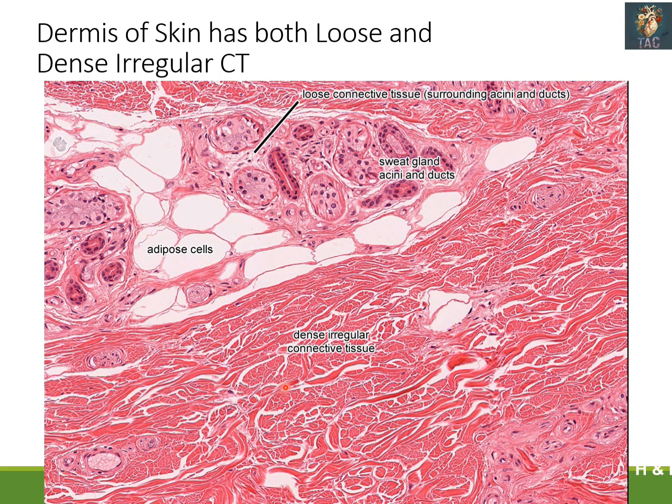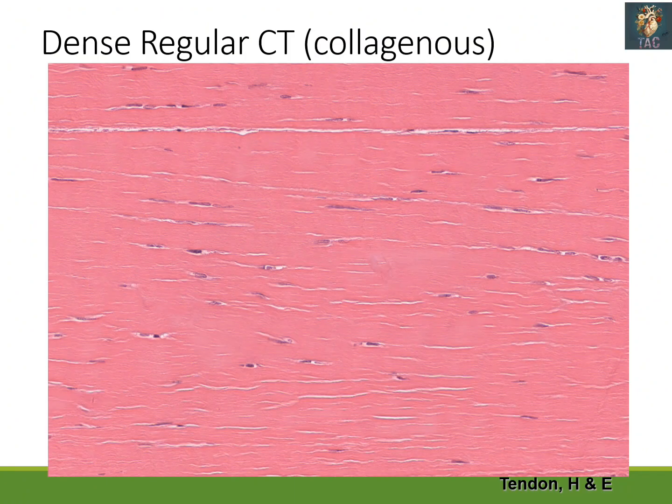Again, you can differentiate the dense and the loose connective tissue in the dermis of the skin. This is a section of the sweat glands you can see, and this glandular structure is surrounded by the loose connective tissue, while this whole area is dense irregular connective tissue. Here you can appreciate the adipose tissue as well. So this is dense regular connective tissue, with a regular arrangement of the fibers and the fibroblasts which are arranged in the form of rows.